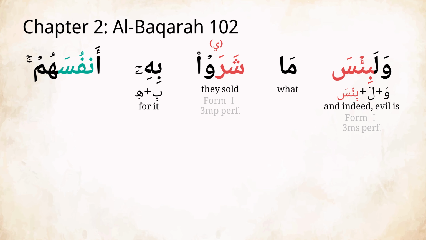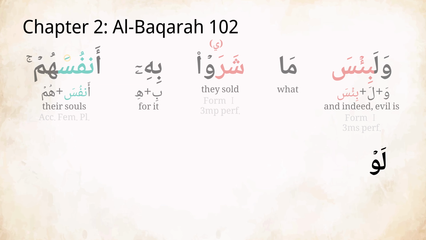And then we have anfusahum, which is anfusa plus possessive pronoun hum, meaning themselves or their souls. It's accusative as the direct object, and the pronoun hu refers back to ma. So this whole sentence is describing ma, and it means what they sold their souls for. So the first line, وَلَبِئْسَ مَا شَرَوْا بِهِ أَنفُسَهُمْ means, and indeed, evil is what they sold their souls for. Moving on to the second line, we get lau, meaning if or if only.